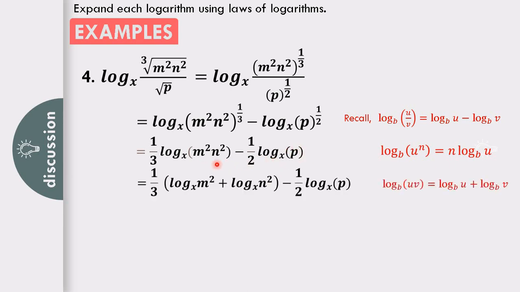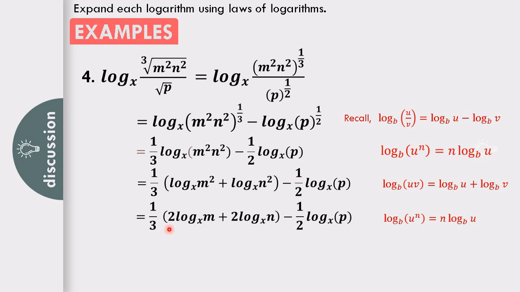Then simplify. So we have 1/3 logarithm of m squared to the base x plus logarithm of n squared to the base x subtracted by 1/2 logarithm of p to the base x. Then distribute 1/3. So we have 1/3 times 2 logarithm of m to the base x plus 2 logarithm of n to the base x subtracted by 1/2 logarithm of p to the base x. Then simplify, so we have the final answer: 2/3 logarithm of m to the base x plus 2/3 logarithm of n to the base x subtracted by 1/2 logarithm of p to the base x.